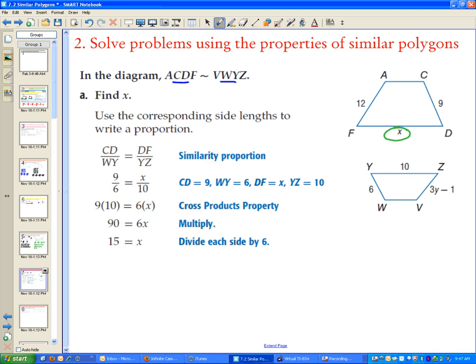CD and WY. 9 and 6. Good. So you make a ratio out of those. And then what does the side that you're looking for, what does the x correspond to?